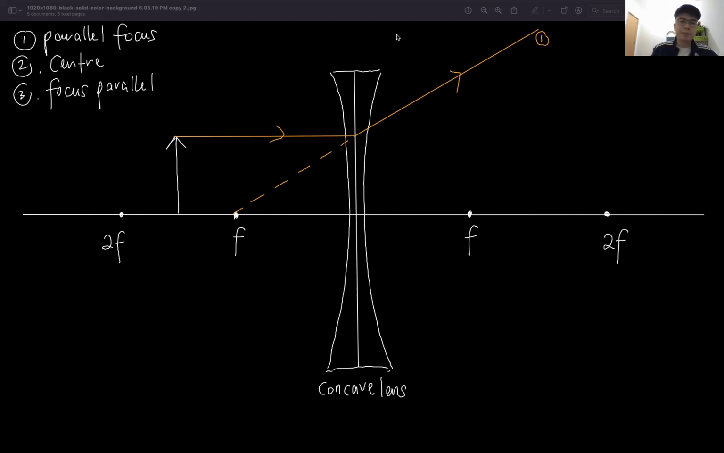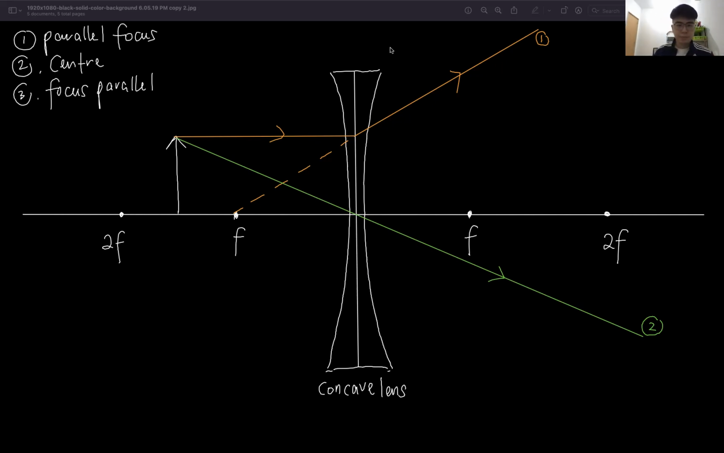Now it's the second one. Center. From the tip through the center. Like this. And the last one, focus and parallel. Okay, this one is a little bit tricky. Focus parallel. How do I draw this?